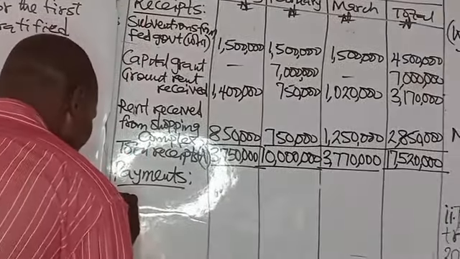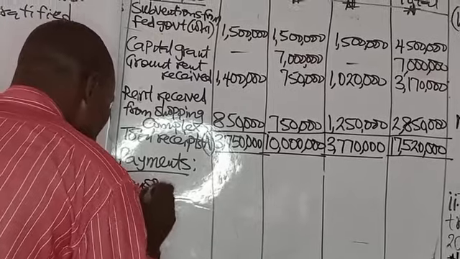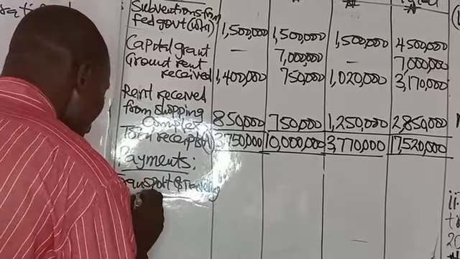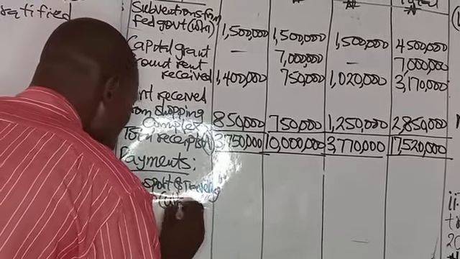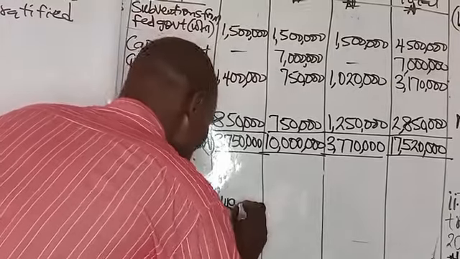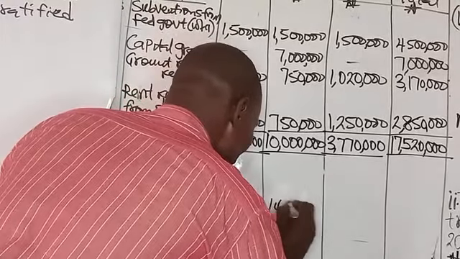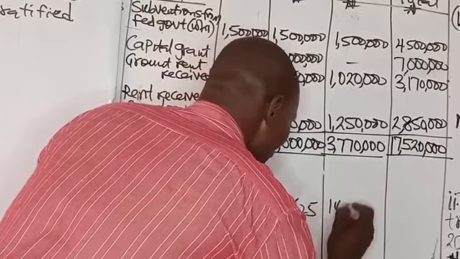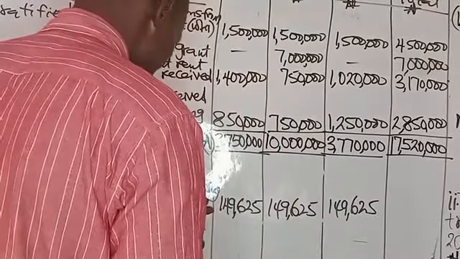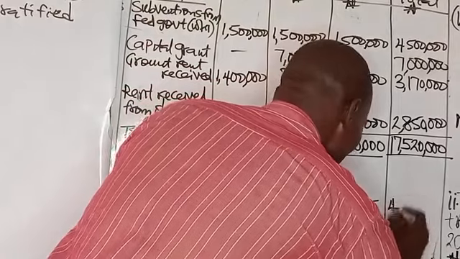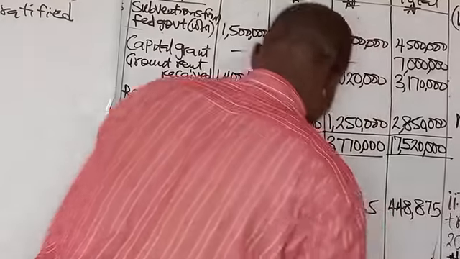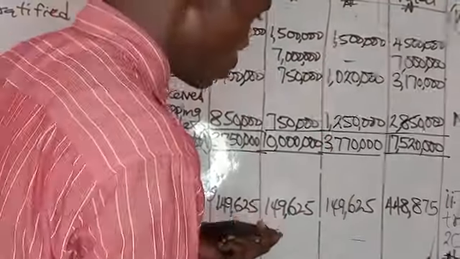Now, transport and traveling expenses, that is working 2. Monthly payment is 149,625. 149,625 times, now let's sum this up. So the total is 448,875. So that is note 2.